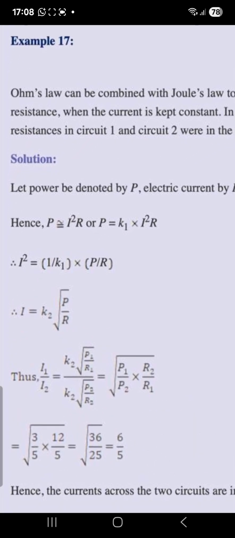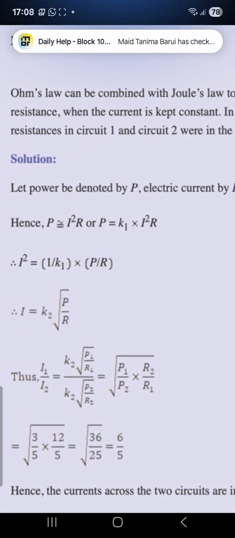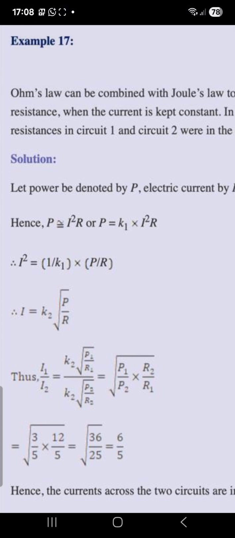So basically P is proportional to I square R, or P equals K1 into I square R, where K1 is a constant in this question, which is called the constant of proportionality. So we can write, by transposing, I square equals 1 by K1 into P by R, or I equals K2 into square root of P by R, where 1 by K1 is taken as root K2. So I1 by I2 will be K2 into root over P1 by R1 divided by K2 into root over P2 by R2, and K2 gets cancelled. So I1 by I2 will be square root of P1 by P2 into R2 by R1.